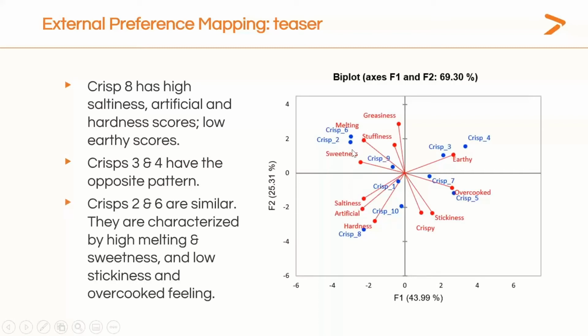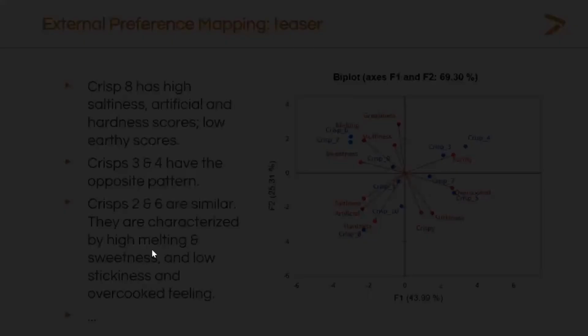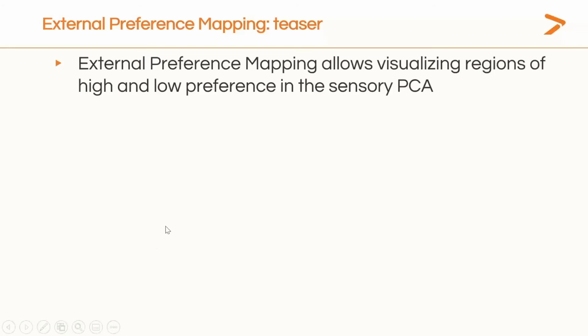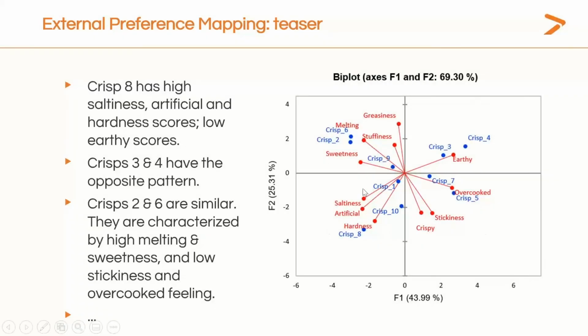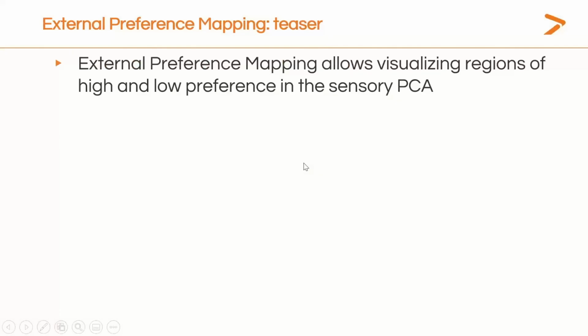Crisps 2 and 6 are similar. They are melting and stuffy and sweet, but they are not sticky and not crispy and not overcooked. So there are many other things that can be said. Anyway, what external preference mapping does is that it allows visualizing regions of high and low preference in the sensory PCA. So we'll just take this PCA and visualize where the preference lies. And this is how things look.